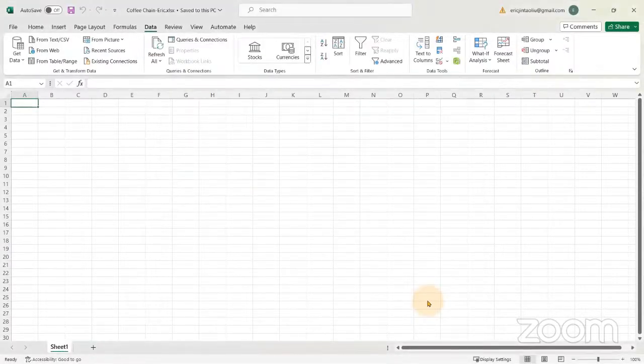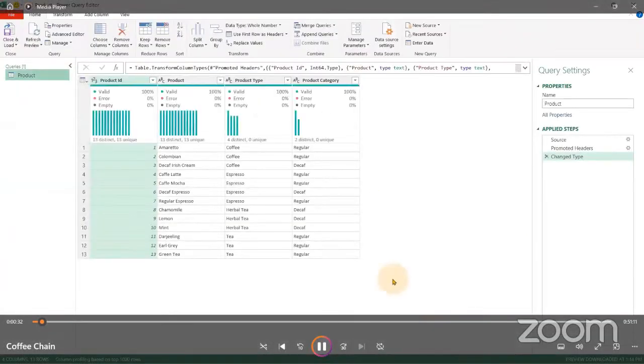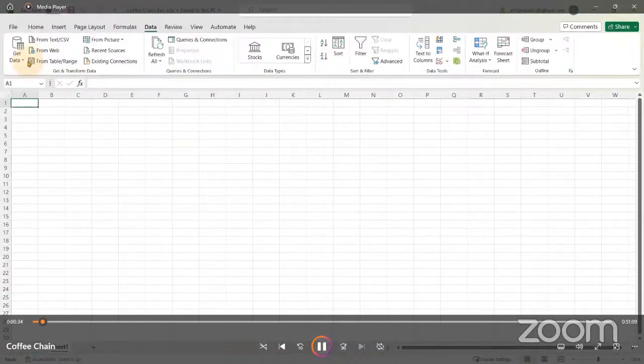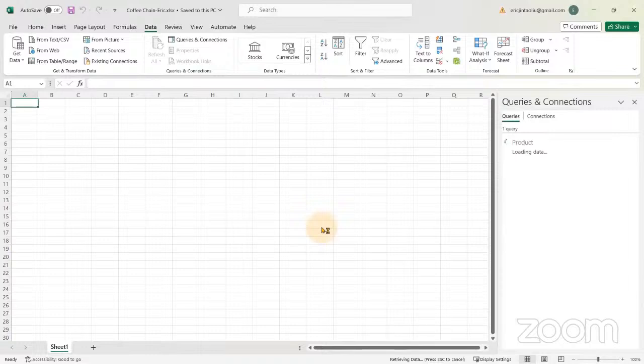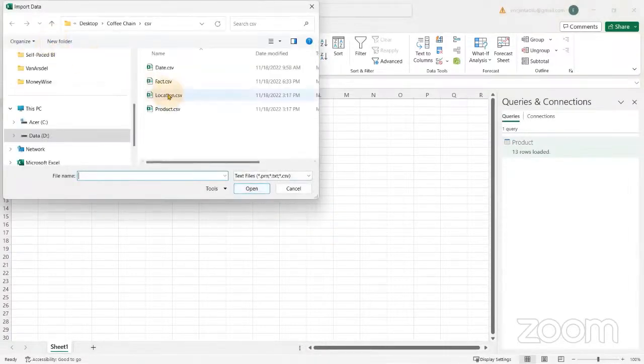Click Transform Data. It will take me to Power Query Editor. Click Close and Load to. Select Only Create Connection and add this data to the data model. Repeat this process to import location table.